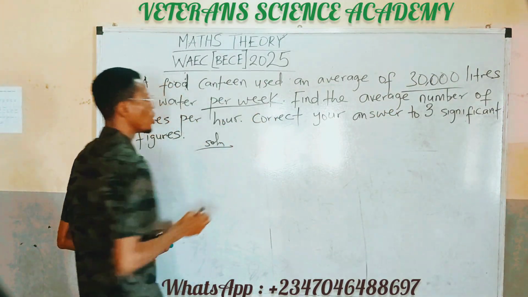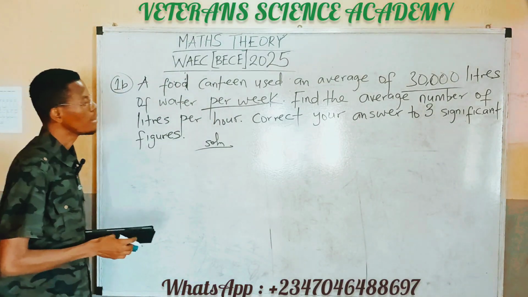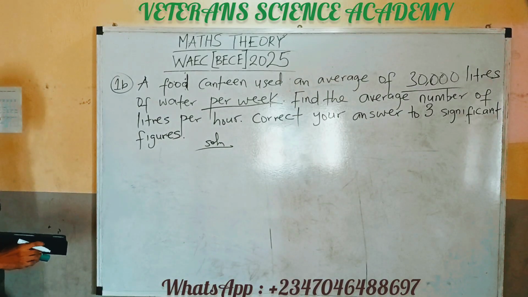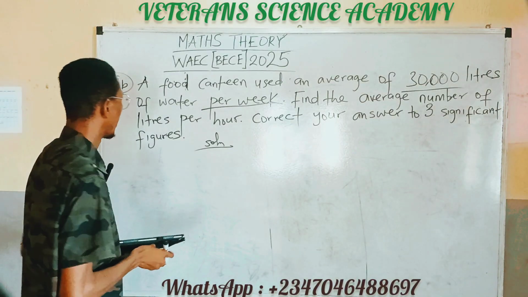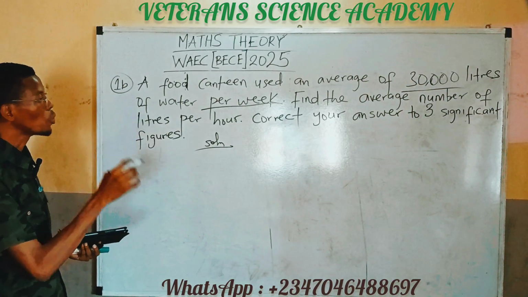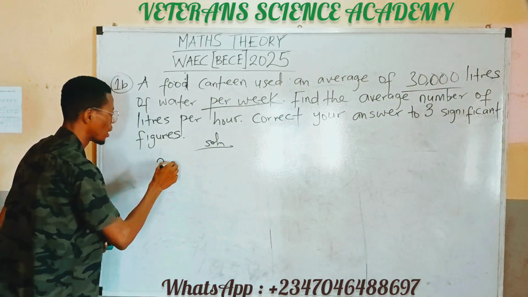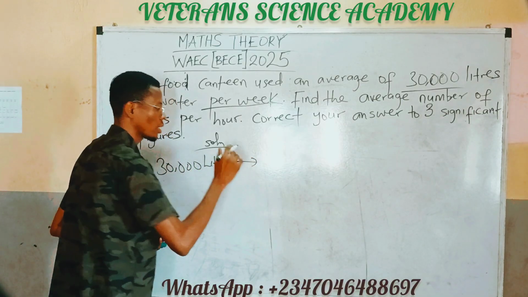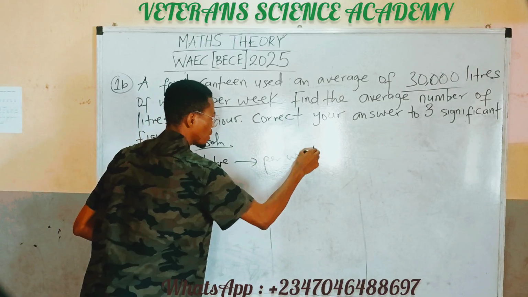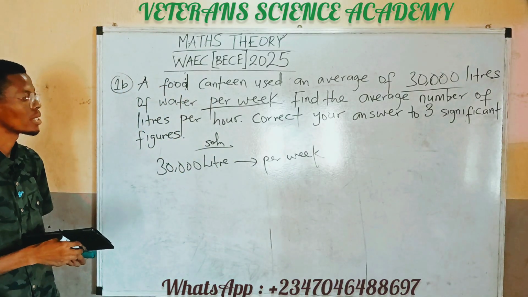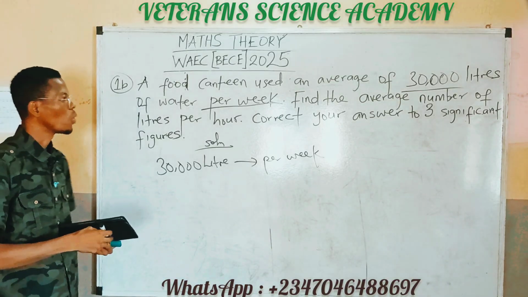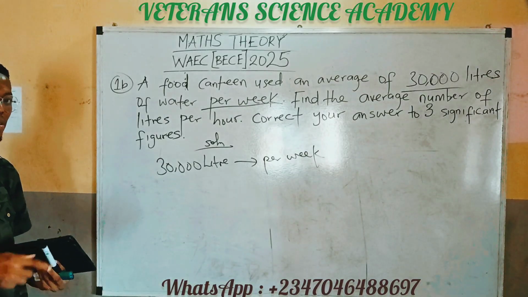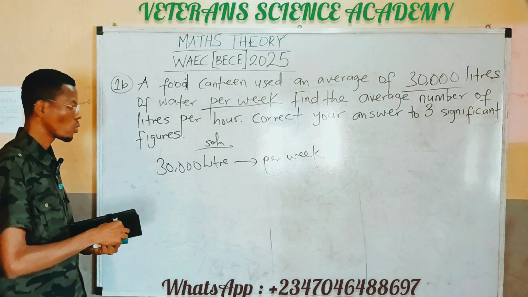1B, it says a food canteen uses an average of 30,000 liters of water per week, right? That is, every week they use 30,000 liters of water. Find the average number of liters per hour. Correct your answer to 3 significant figures. Now, the canteen uses 30,000 liters per week.